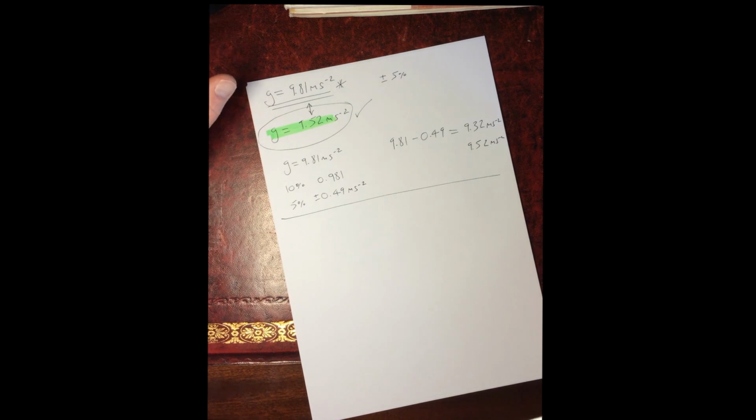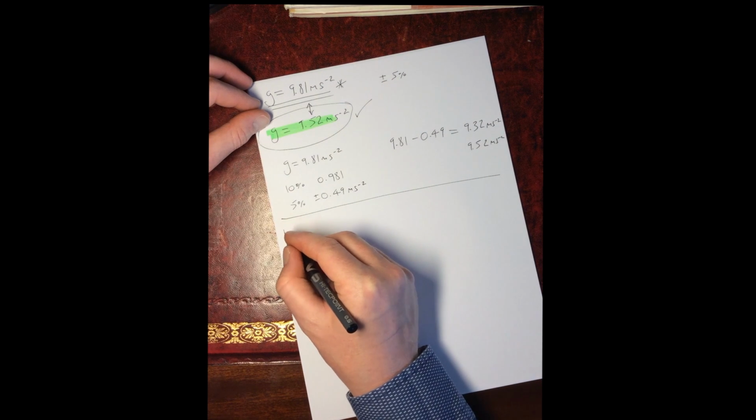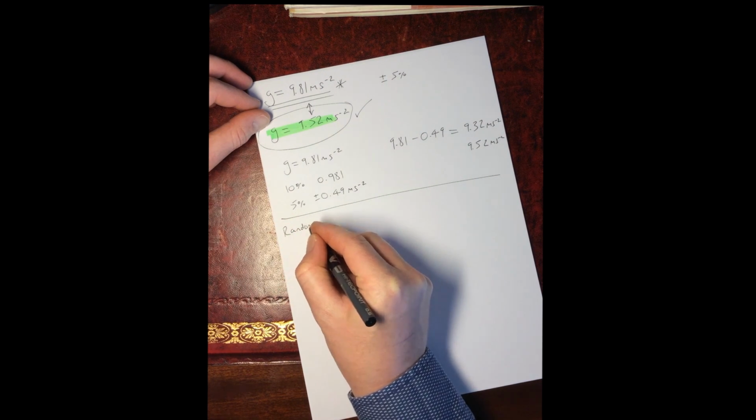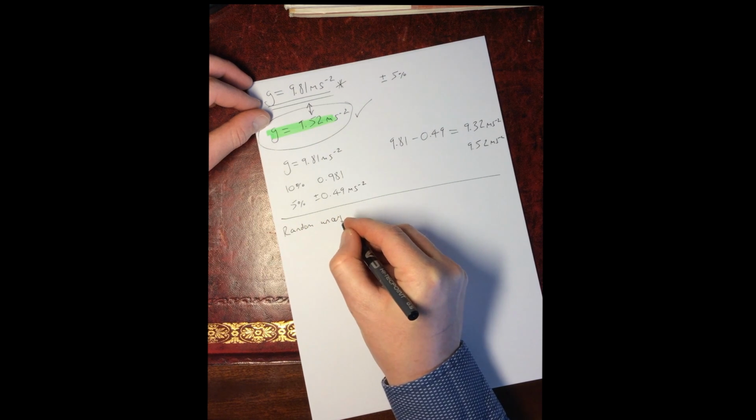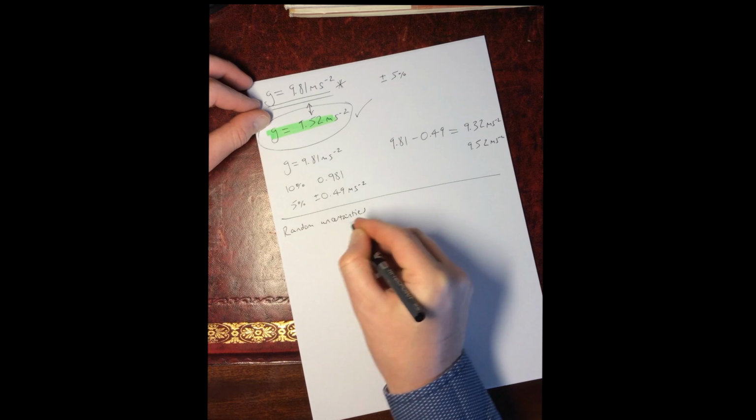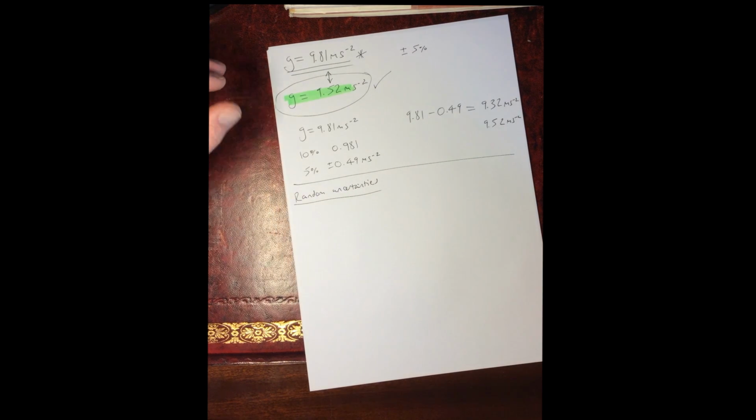Now, there are two things that affect accuracy. We've got random uncertainties. Random uncertainties affect any result that we take. Perhaps before I talk about random uncertainties, we need to talk about the resolution of instruments. So let's do that first of all.